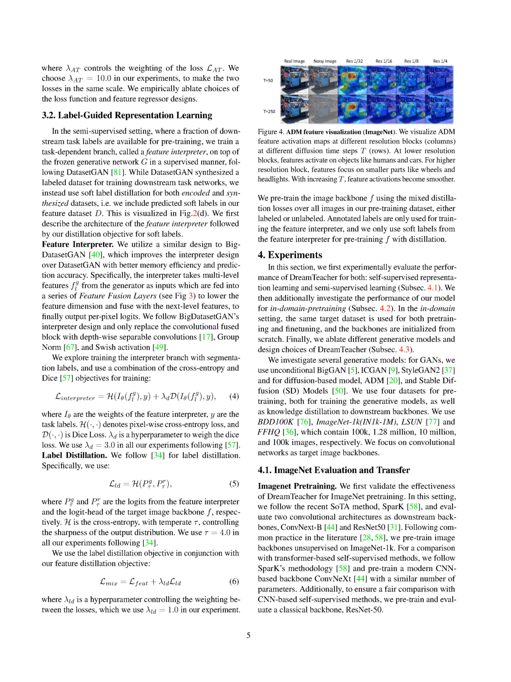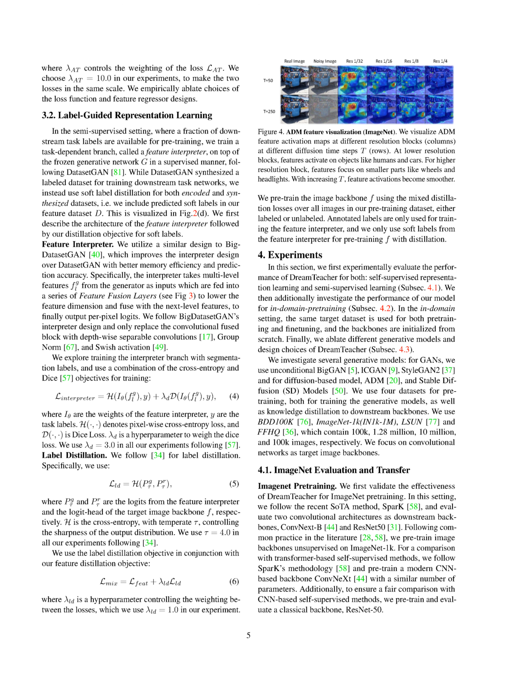We pre-train the image backbone using the mixed distillation losses over all images in our pre-training dataset, regardless of whether they are labeled or unlabeled. We only use annotated labels for training the feature interpreter, and we only use soft labels from the feature interpreter for pre-training with distillation. Section summary.